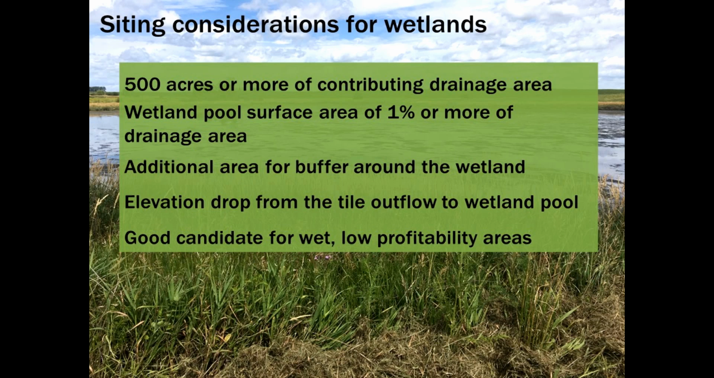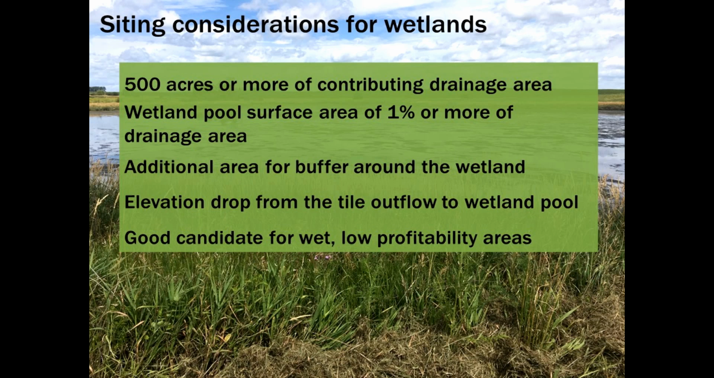One of the other considerations is the actual pool or the surface area of the wetland itself. We want that to be about 1% of the contributing drainage area. So say if we are treating 500 acres, then the surface area of that wetland pool is going to be about 5 acres at a minimum. So we need at least that much area for the wetland itself. And then we also need some additional area around that wetland to serve as a buffer. That varies a little bit based on topography, but we're going to have a certain amount of additional area that needs to be there for that buffer as well.